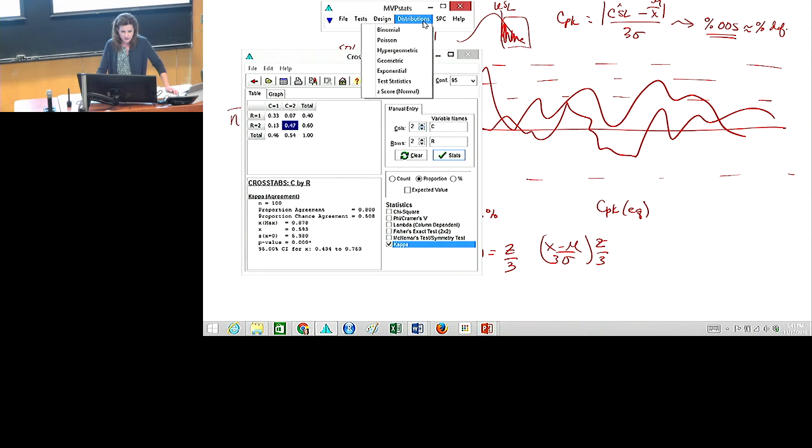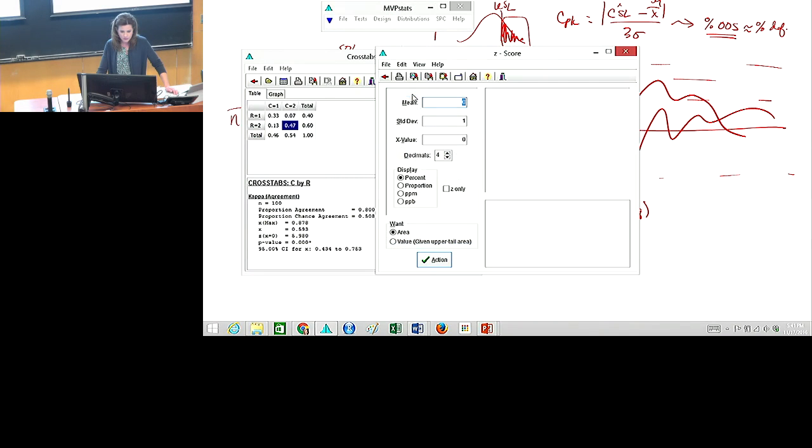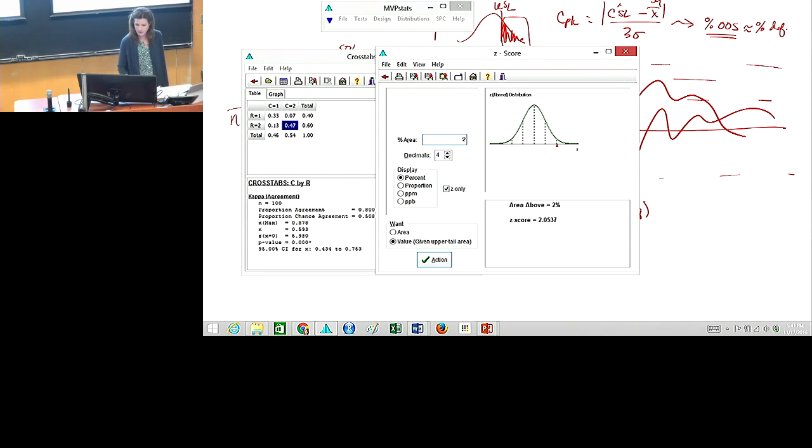I can merely go to my z-score, come back here and put in 2%, take this and divide this number by 3, and it gives me an equivalent CPK.